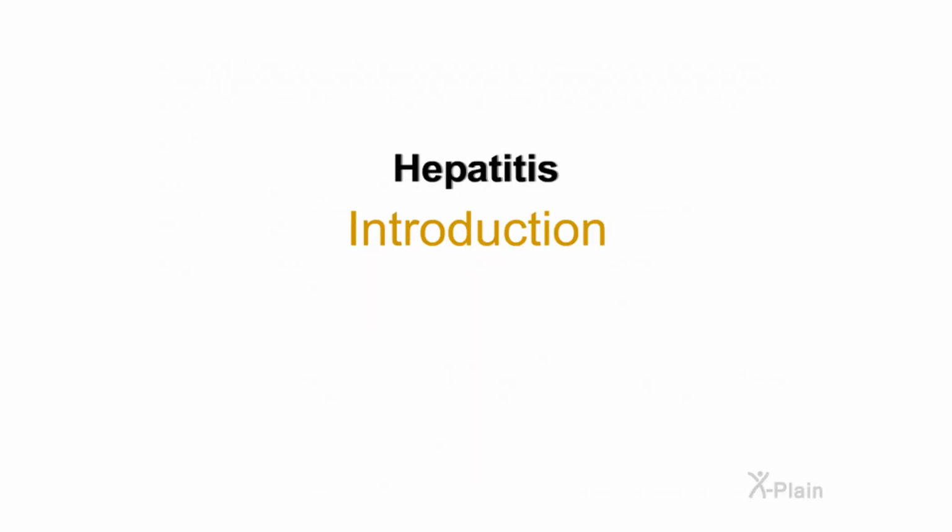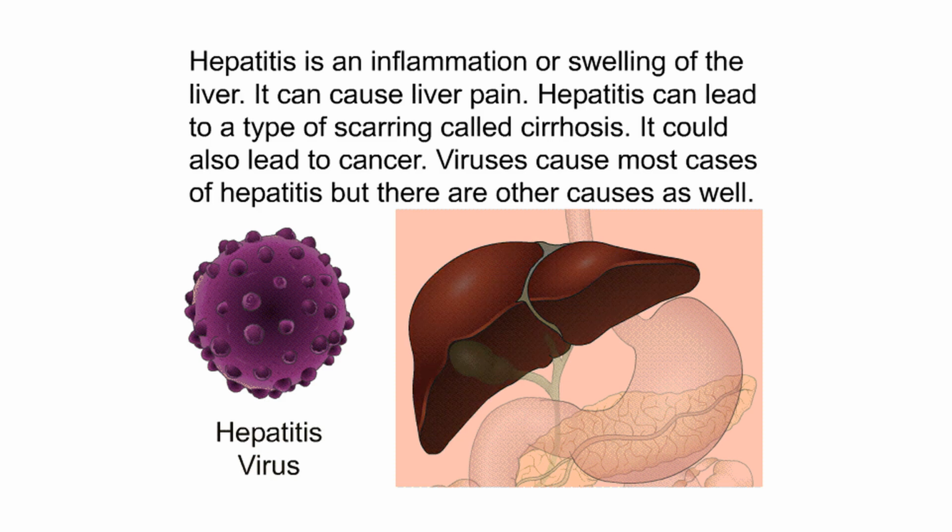Hepatitis. Introduction. Hepatitis is an inflammation or swelling of the liver. It can cause liver pain. Hepatitis can lead to a type of scarring called cirrhosis. It could also lead to cancer. Viruses cause most cases of hepatitis, but there are other causes as well.